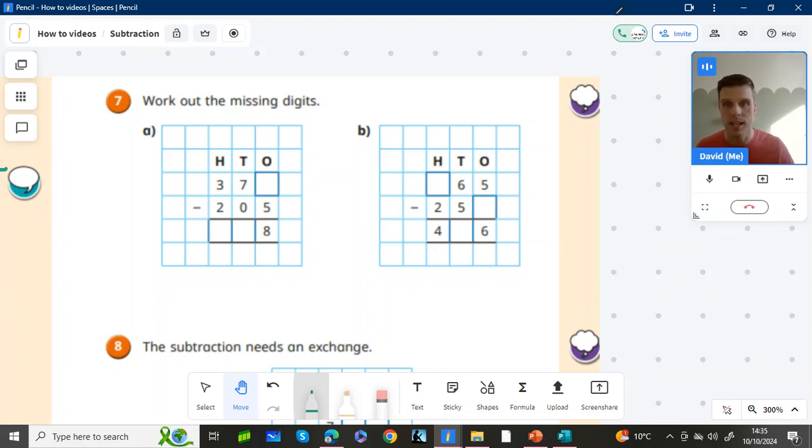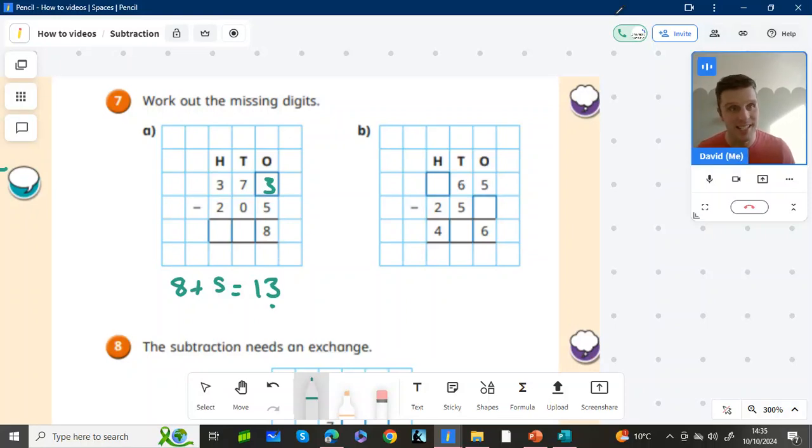So we're looking at A. We need to work out what the ones are. So we're going to use this principle here of doing the inverse, because we've got the answer, to work out what the ones are. So 8 plus 5 equals 13, but I can't put 13 in the ones column. So I'm going to put the 3 in the ones column.